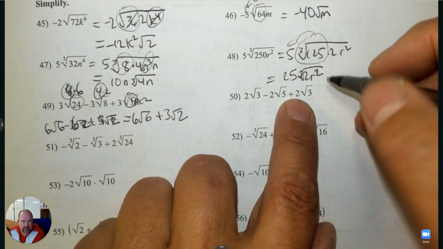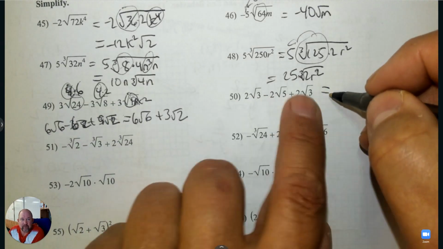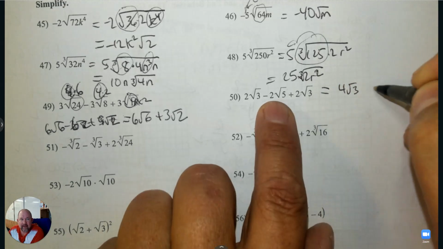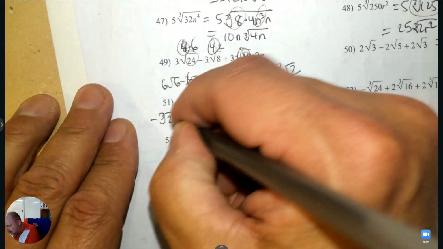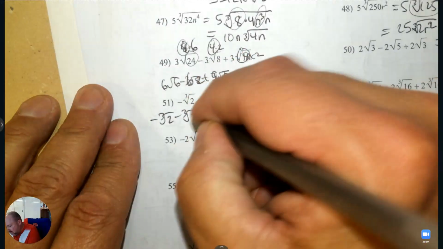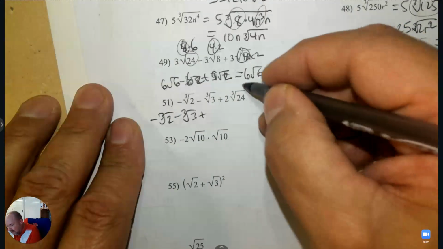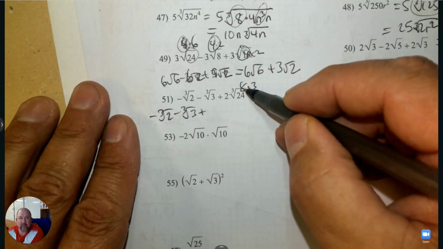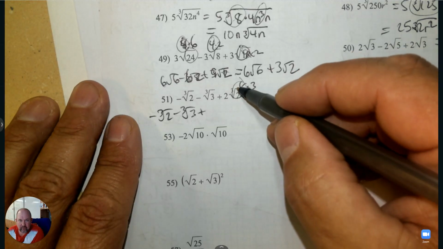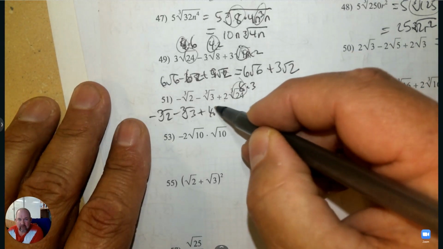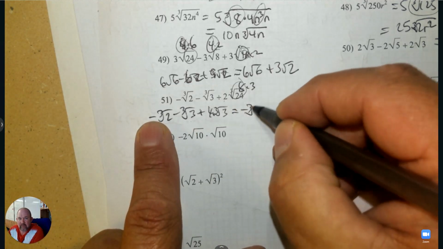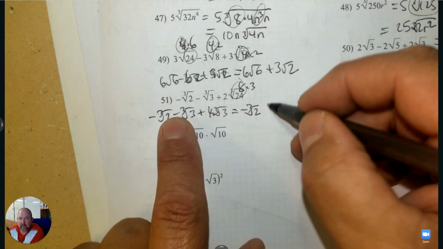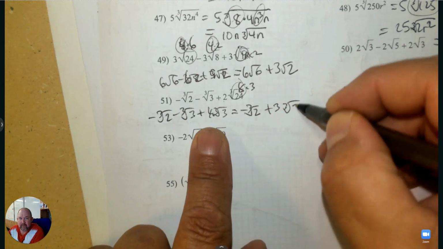Here, there's nothing to simplify, so what matches is 2 and 2, that's 4 root 3, and negative 2 root 5. Here, the first two are prime, and then the last one is simplified using 8 times 3. So the cube root of 8 is 2 times 2 is 4 cube root of 3. Now which one matches and which doesn't? So we have the cube root of 2. We have 4 take away 1. That's 3 and the cube root of 3.